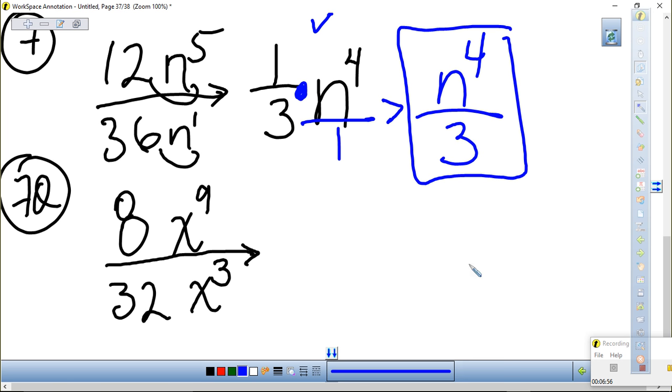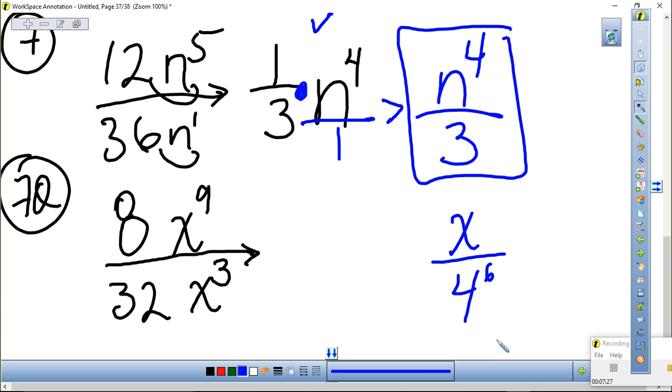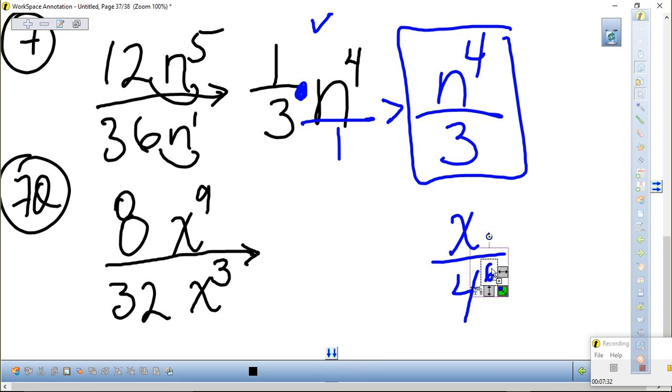What did you get for that one, Zoe? Okay. Go ahead, Tony. x over 4 to the 6th power. Oh, x to the 6 over 4. Like that? Okay. Hands, if you got that?